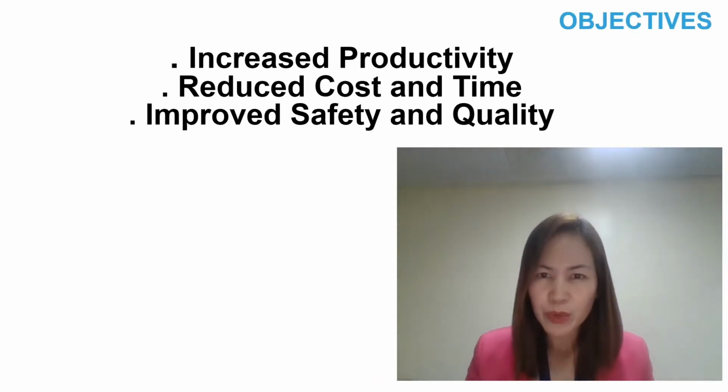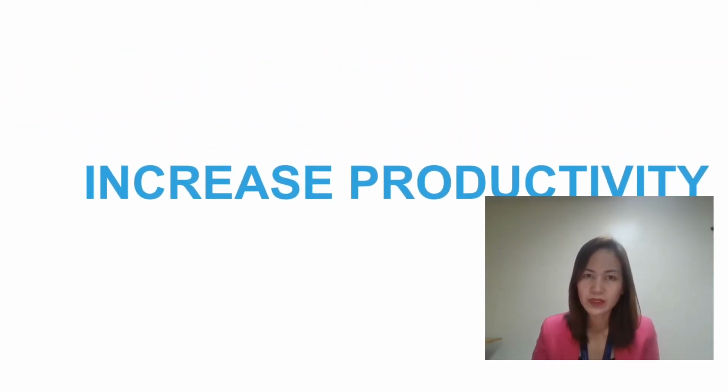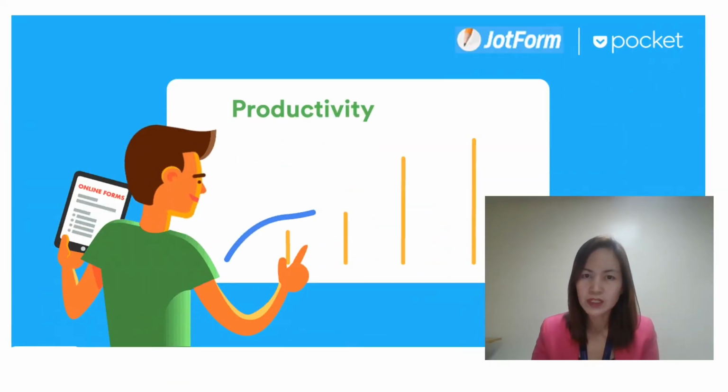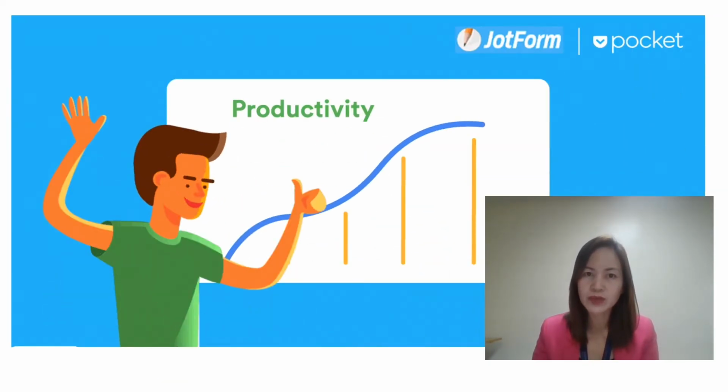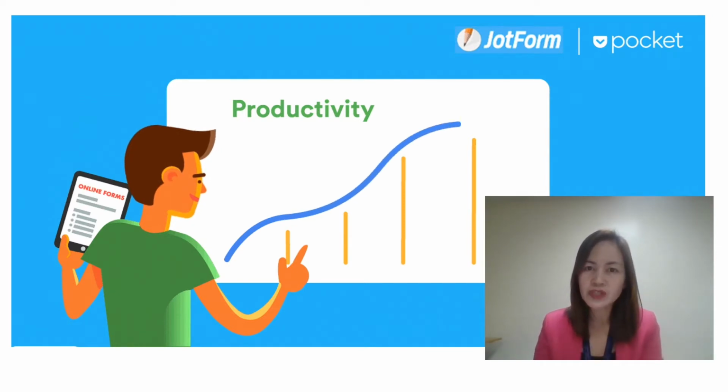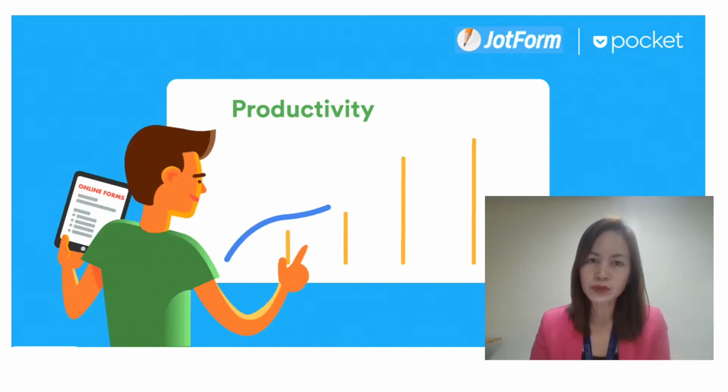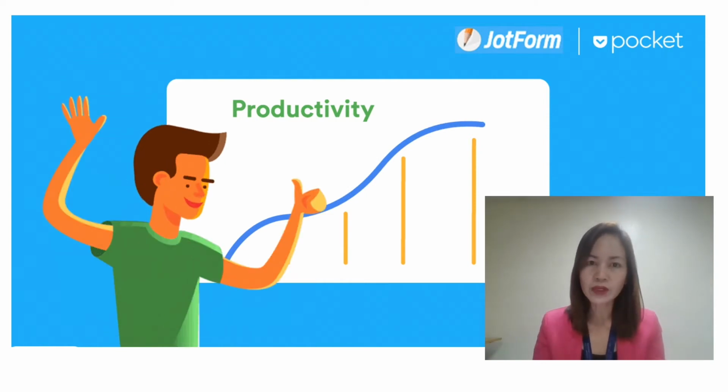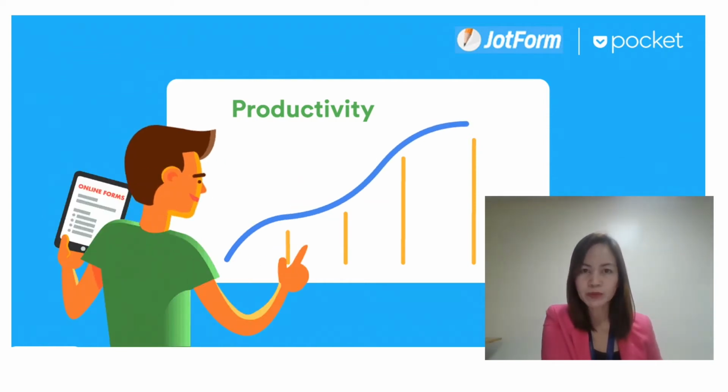Now let me go through the operations analysis objectives. I list down here three: increased productivity, reduced cost and time, improved safety and quality. Increased productivity. Productivity describes various measures of the efficiency of production. Often, a productivity measure is expressed as the ratio of an aggregate output to the inputs used in the production process. Example, output per unit of input, typically over a specific period of time.